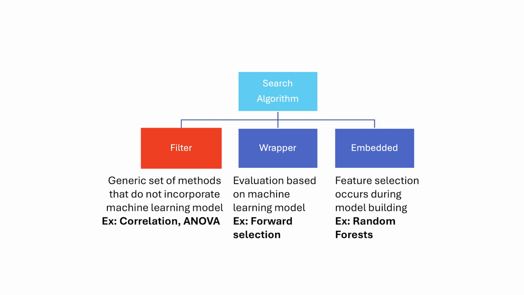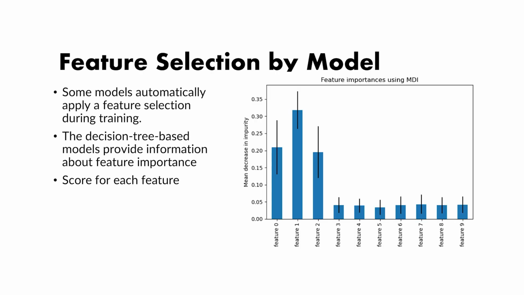Let us now talk about embedded methods. Embedded methods are machine learning models that have built-in feature selection, so they do it inside while they are training. For instance, lasso, decision trees, and random forests inherently perform feature selection during model training. And this can be quite useful for us because we don't have to do feature selection separately. We can just do it inside the model.